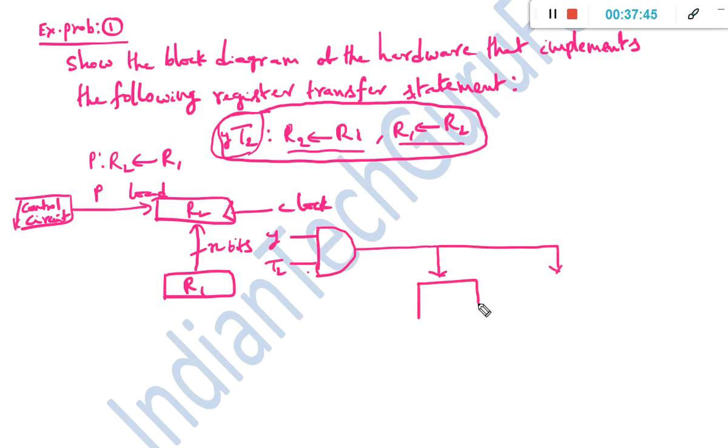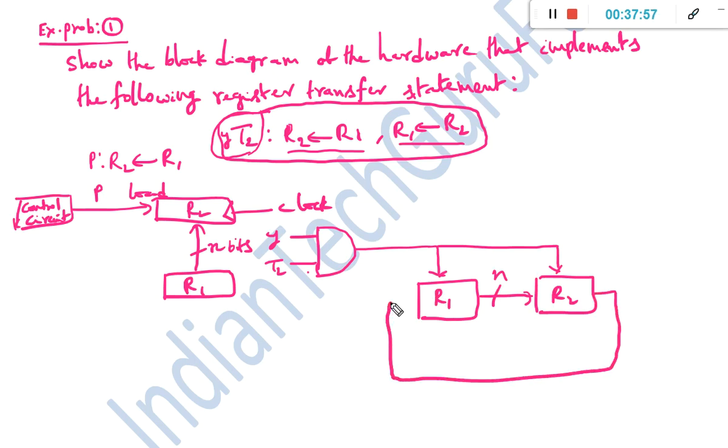What are the operations? The content of register R1 should be moved to register R2. N bits we are going to move. Similarly, the content of register R2 should be moved to register R1. Here also n bits are there. Within the clock pulse, these operations must be performed. So a clock timer we need. Based on the clock pulse, these operations must be performed.